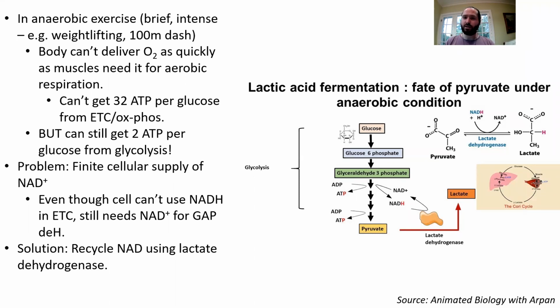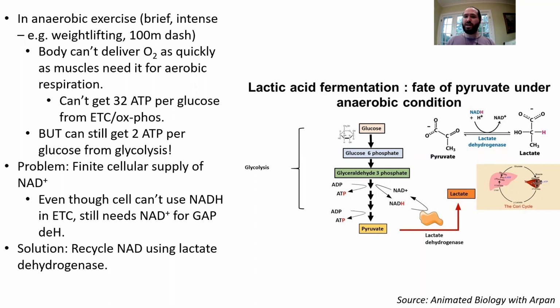Let's see, anything else I wanted to talk about here? Any questions? So there's a question, which I don't know if people might think of, but I thought of: why don't we just send pyruvate? If we want to do gluconeogenesis in the liver during the Cori cycle, why don't we just send pyruvate to the liver? Because we can do gluconeogenesis on pyruvate, as we saw.